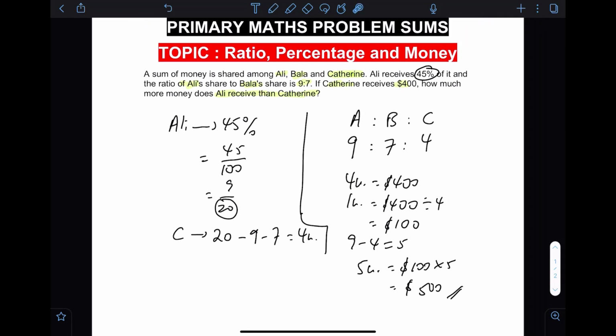Very interesting. So many things involved, right? Ratio, percentage, money. So you can exchange the percentage to fractions, and from there you can convert it into units. You can use your ratio to help you out.